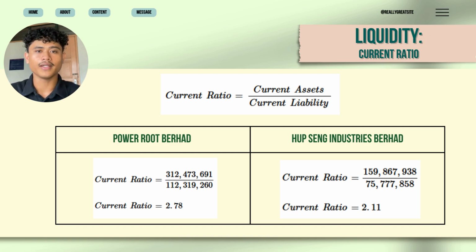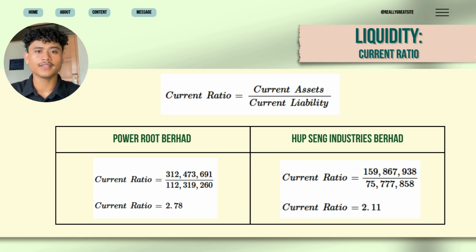For Power Root Berhad, the current ratio is calculated as 312.47 million divided by 112.32 million, resulting in a current ratio of 2.78 times. This means that for every 1 ringgit of its current liabilities, Power Root has 2 ringgit 78 cents of current assets available to cover those liabilities.